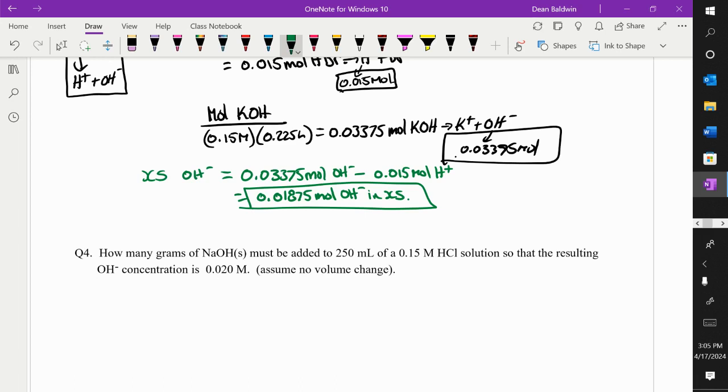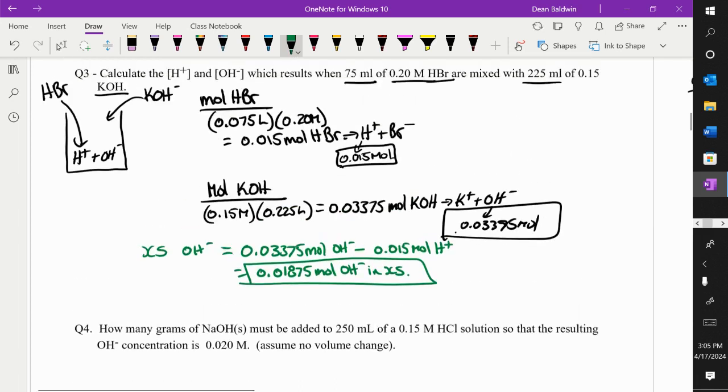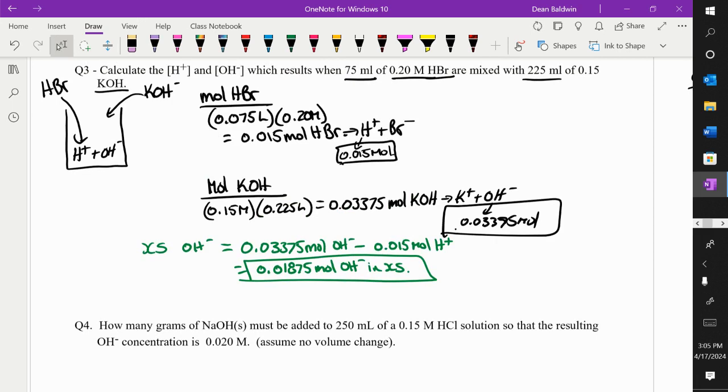Yes? Okay. So that means in our beaker, we have an excess amount of OH minus. They all cancel out, but there's still leftover OH minus because we had too much of it. The question says I want the concentrations of OH minus and H plus. Well, OH minus we can figure out now because we know the number of moles. If we divide by the volume, what's the final volume in this question? It's 300 mL, right? We added 75 mL and 225 mL.